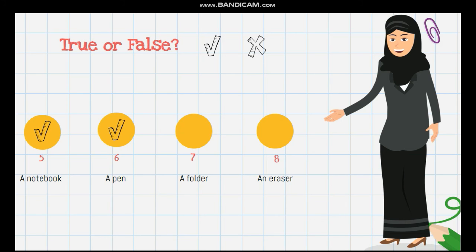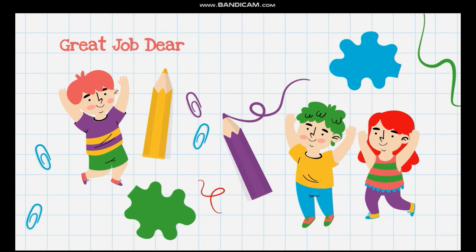Number 7, a folder. F. True or false? Yes, it's true. A folder starts with F and has a consonant sound. And the last question, number 8. An eraser. And I know that you have found the answer directly. An eraser is true, because eraser starts with vowel E and also has a vowel sound. Great job, dear. Masya Allah.